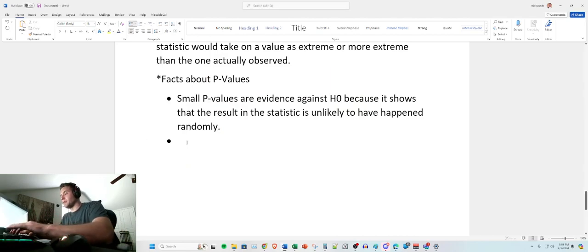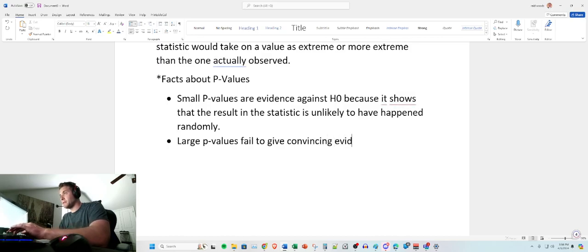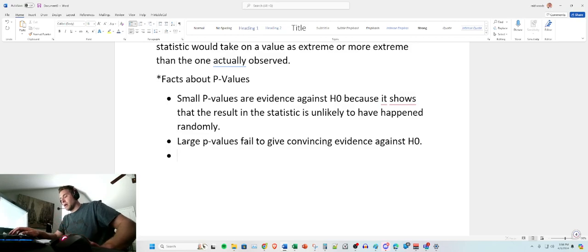So then we'll talk about this. Large p-values fail to give convincing evidence against the null hypothesis. Okay. This is a very important statement that we're about to write here. This is the most important piece, and we'll have a sort of a mnemonic device for it.